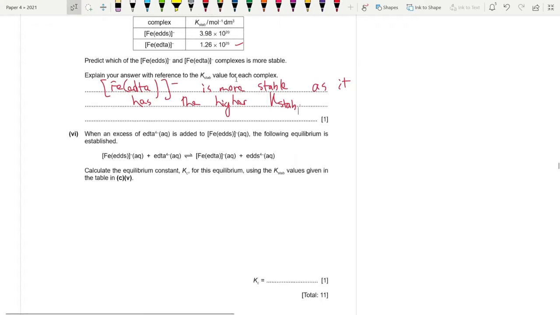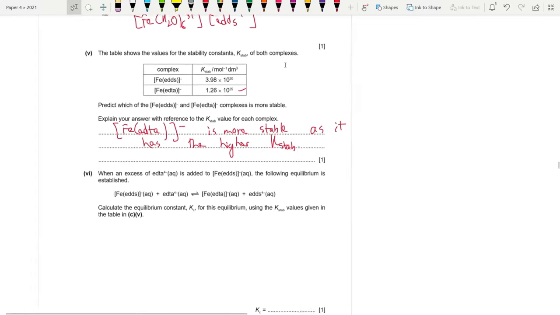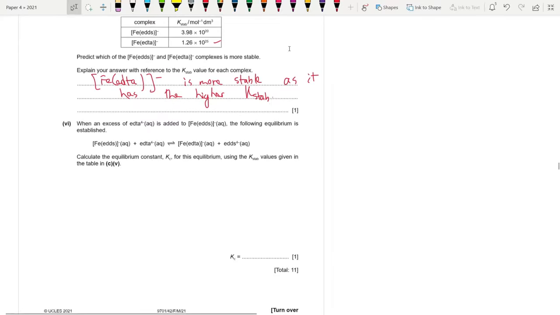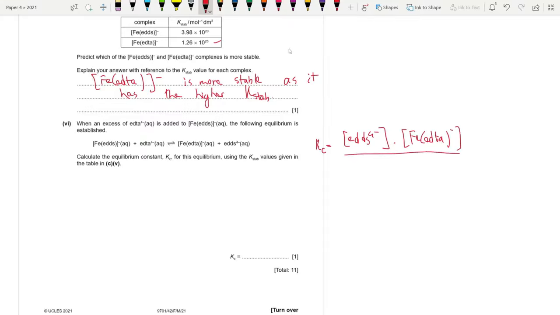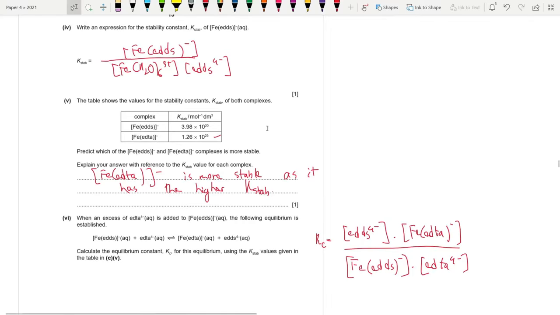When an excess of EDTA 4 minus is added to the FeEDDS complex, the following equilibrium is established. Calculate the equilibrium constant for this equilibrium using the K-step values given in the table. Interesting. So check this out, guys. Basically, the equilibrium constant that we need to figure out is EDDS 4 minus into FeEDTA minus divided by FeEDDS minus into EDTA 4 minus. This is what we need to find.